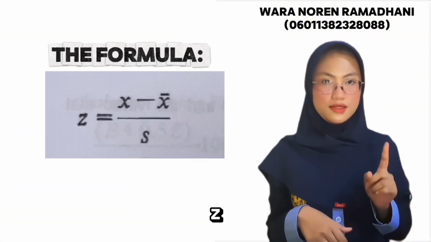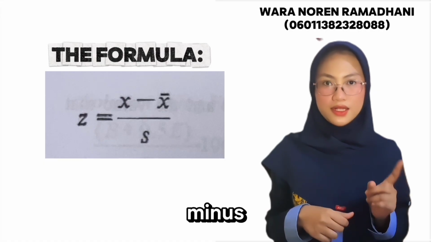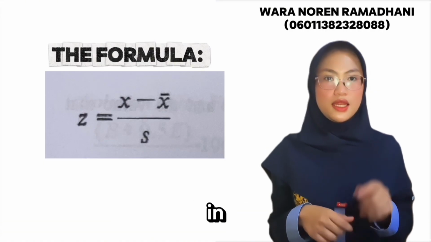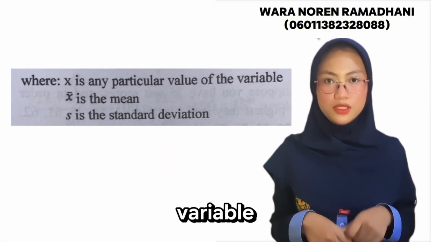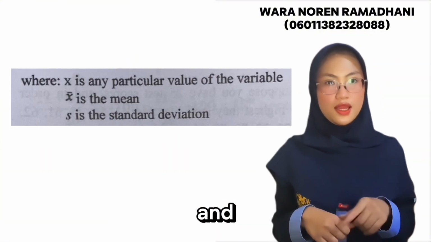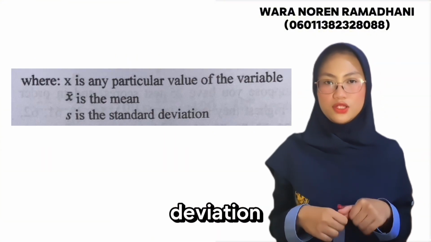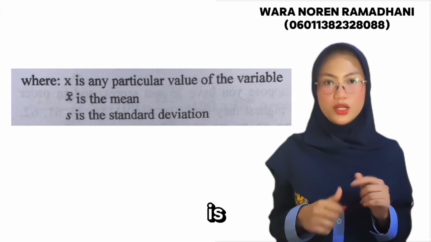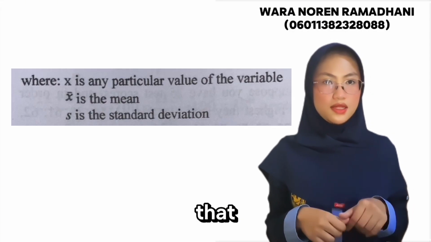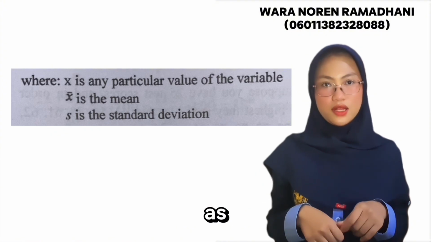The formula is Z equals x minus x bar divided by s. In this formula, x represents a particular value of the variable, x bar represents the mean, and s represents the standard deviation. So basically, this formula shows us how far a score is from the mean, and it measures that distance using standard deviation as the unit.